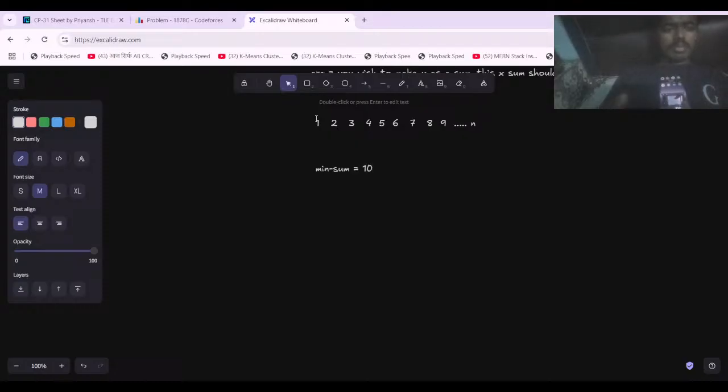Let's say n was 9, so I took the first nine numbers. If we talk about the maximum, you can get the last four numbers: 8 plus 9 plus 7 plus 6. If you quickly add it you will get 30, right? Now the argument is you can actually create any sum between 10 and 30.